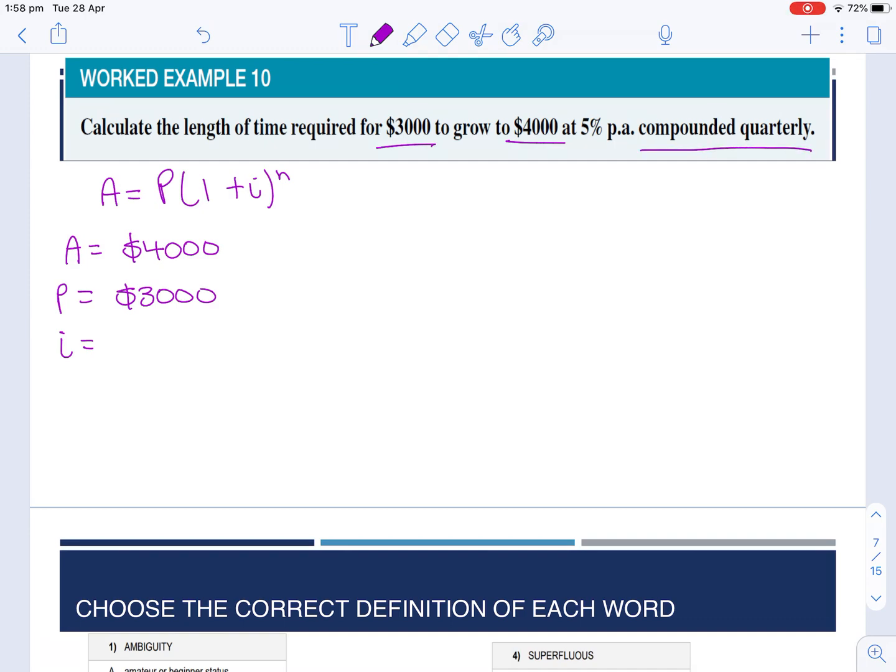So if it's compounding quarterly, I need to divide the 5 by 4, which is going to give me 1.25. I have to divide it by 4 because it's compounding quarterly, but then I also have to divide it by 100 because interest rates are always out of 100. So that is now our i. Once we've got all of that information, we sub everything in.